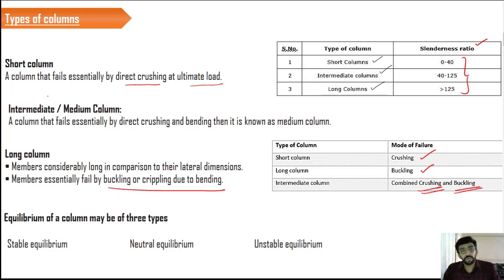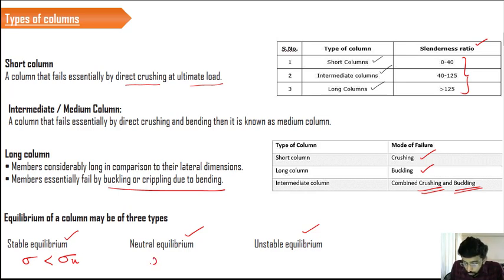And when we talk about the equilibrium of a column, there are mainly three types of equilibrium. One is the stable equilibrium, second is the neutral one, and finally the unstable equilibrium. So what is the meaning of stable equilibrium? The answer is very simple. If the developed stress, I will say it is sigma, is very much less than the ultimate stress, the column is in a very stable equilibrium. No possibility of a failure can be expected.